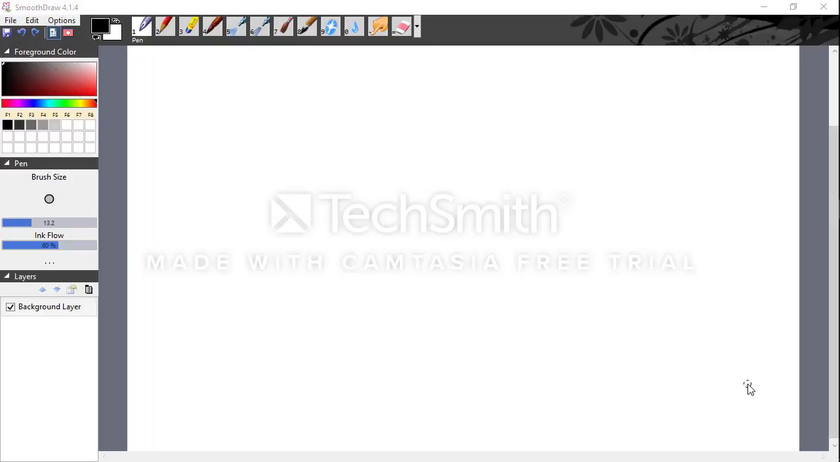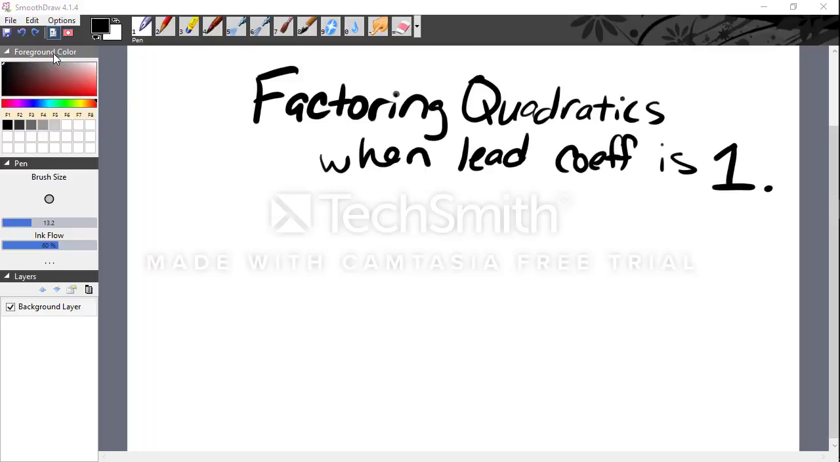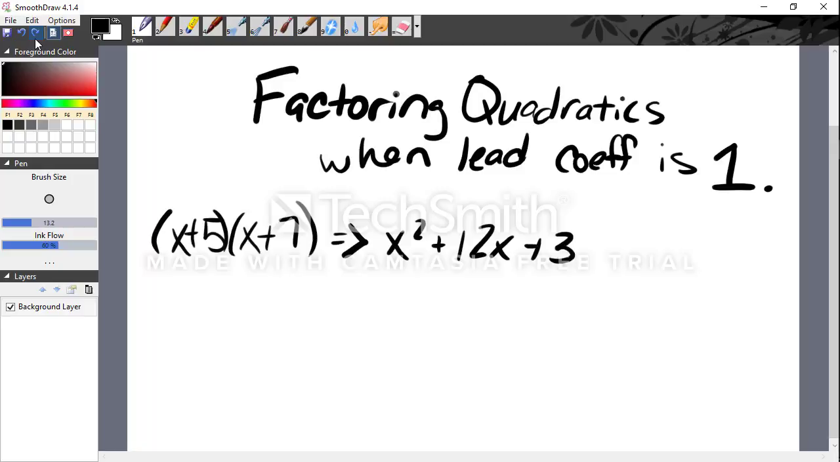Today we are going to focus on factoring quadratics when the lead coefficient is 1. So, up to this point, we've been focusing on problems like x plus 5 times x plus 7, and we turn that into x squared plus 12x plus 35 through our foiling technique, right? Well, today I'm going to show you guys how to go back.